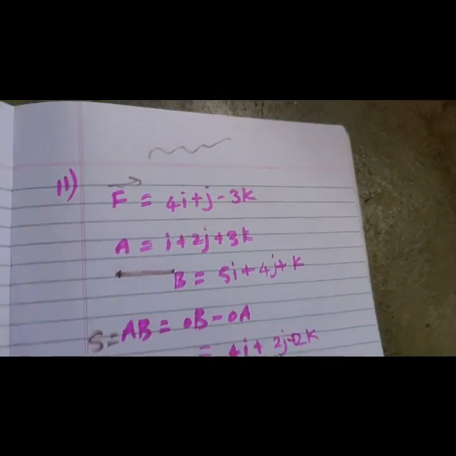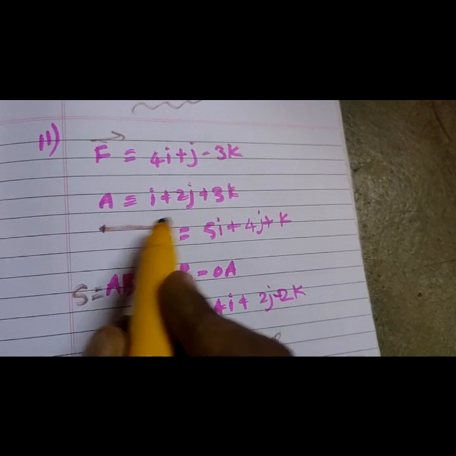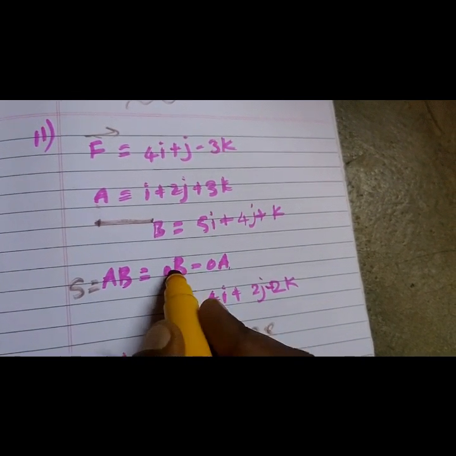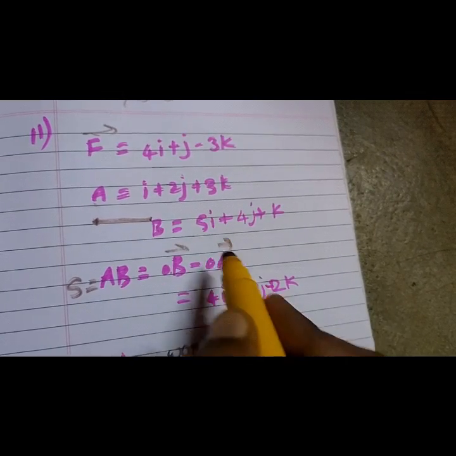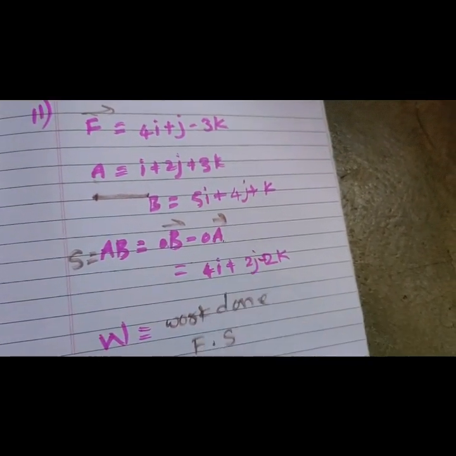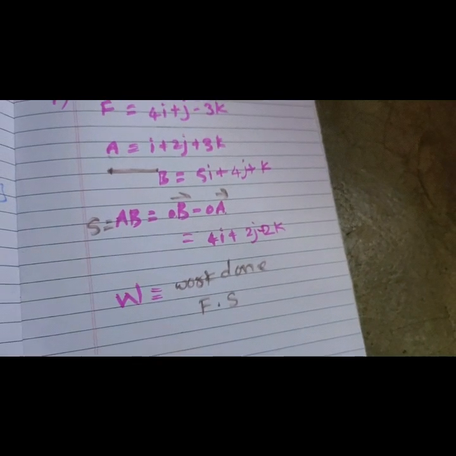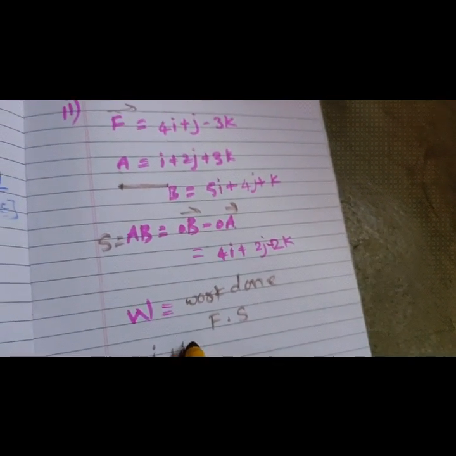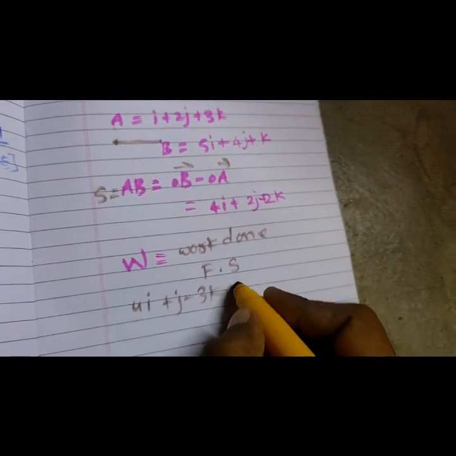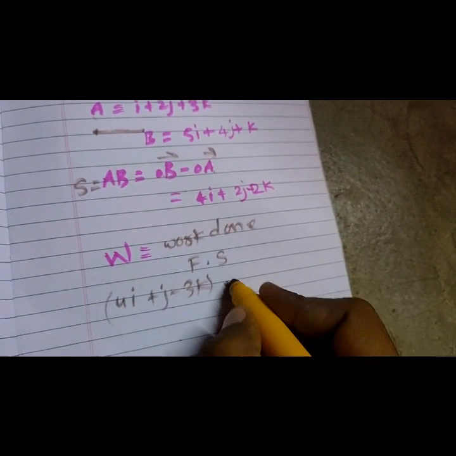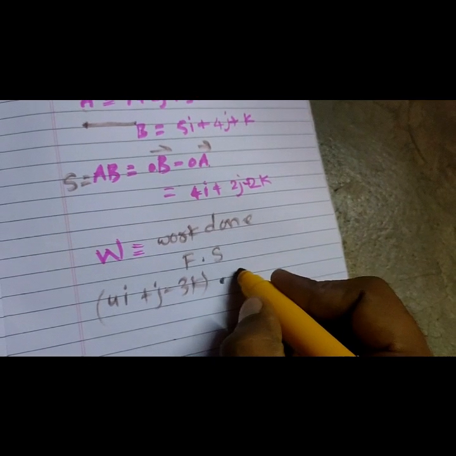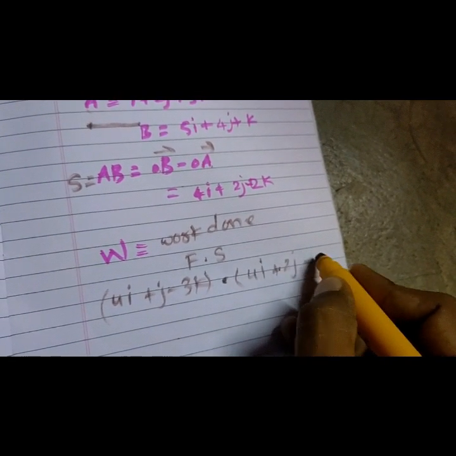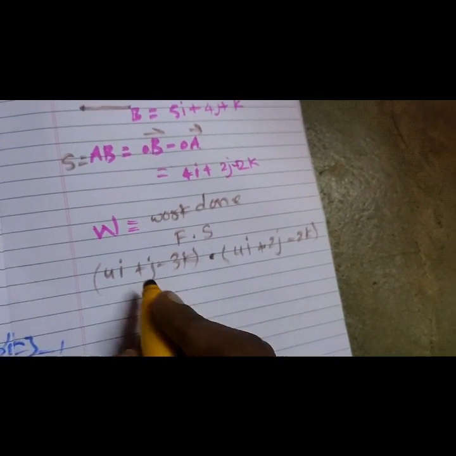Let me explain again, because I have simply written here AB is nothing but B minus A, right? In mathematical terms, it is OB bar minus OA bar. So we'll find this, and just take the dot product between these two, guys. That's it. So what is F? 4i plus j minus 3k dot, we have to put a bracket, S which is 4i plus 2j minus 2k, just the dot product.